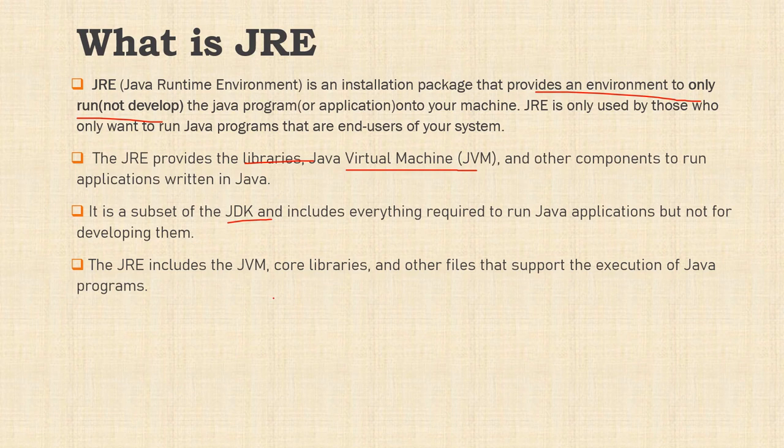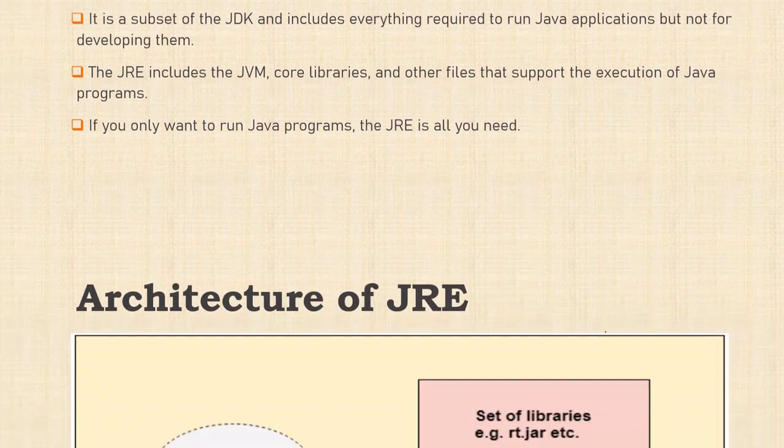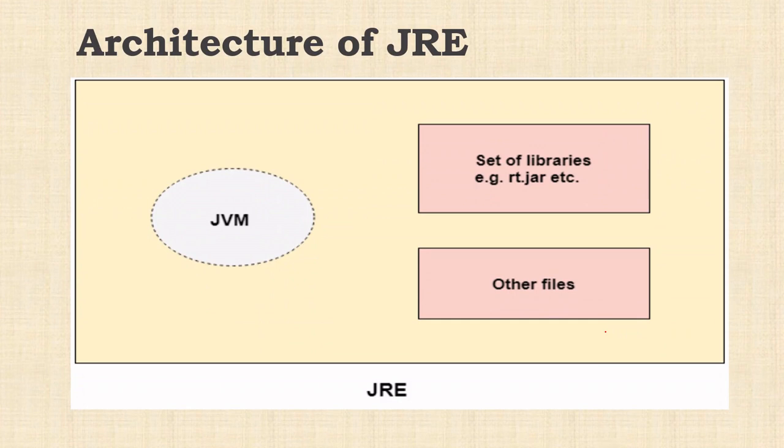The JRE includes the JVM, core libraries and other files that support the execution of Java programs. So inside the JRE, the JVM and core libraries will be there, or other files will be there. If you only want to run Java programs, then JRE is all you need. So for running your Java program, only JRE is enough. So this will be the architecture of JRE.